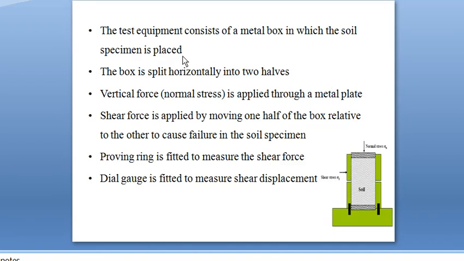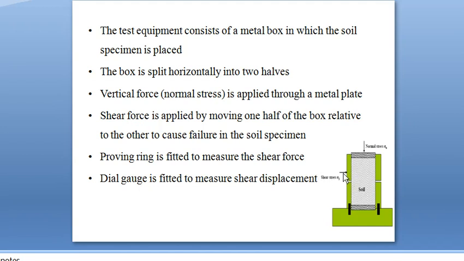And the test equipment consists of a metal box. This metal box is split horizontally in two halves, and we are filling the soil inside this metal box. The vertical force or normal stress is applied through the metal plate, in this direction. The shear force is applied in the horizontal direction, in this direction.